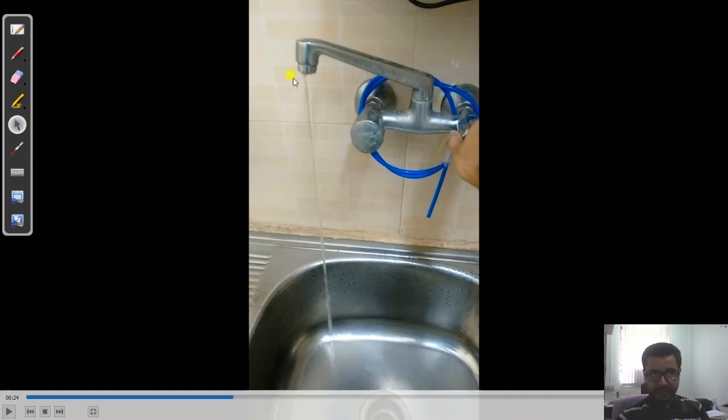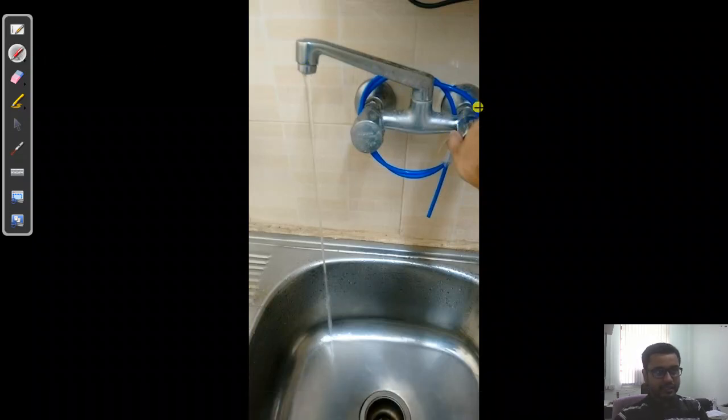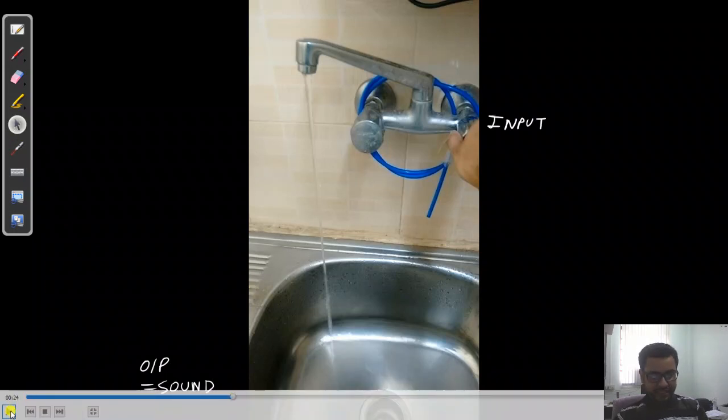Consider this water tap. Water falls from this tap onto this basin, and it makes some sound. With my hand, I can control the amount of water flow, or flow rate. Call that the input. And the sound that is produced is the output. The loudness or the intensity of sound is the output. Let us hear this.